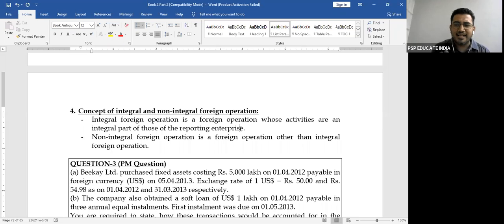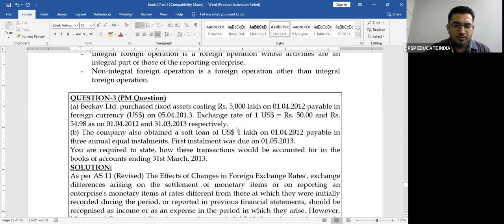Are you understanding? That's it. That's all you have to understand in your intermediate level. That is your concept of integral and non-integral foreign operation. Right? I hope that is clear to you.